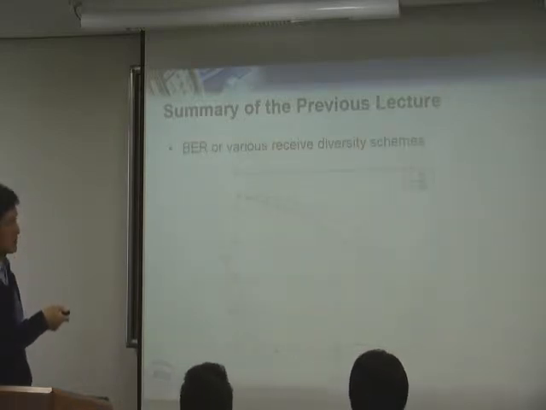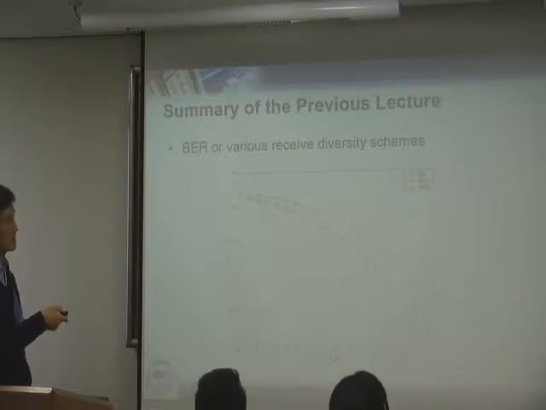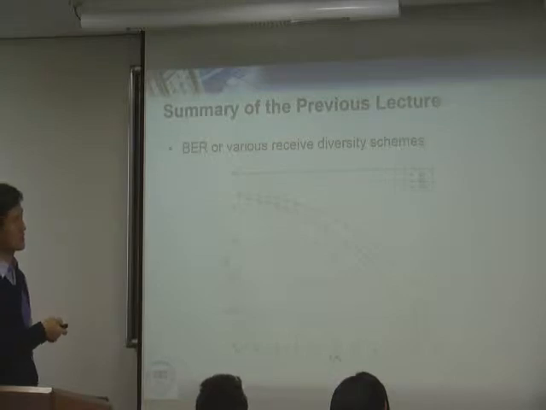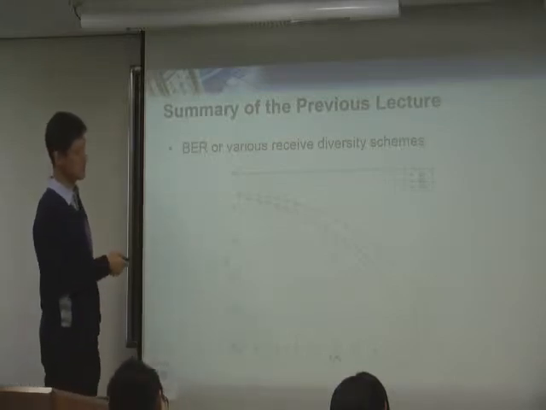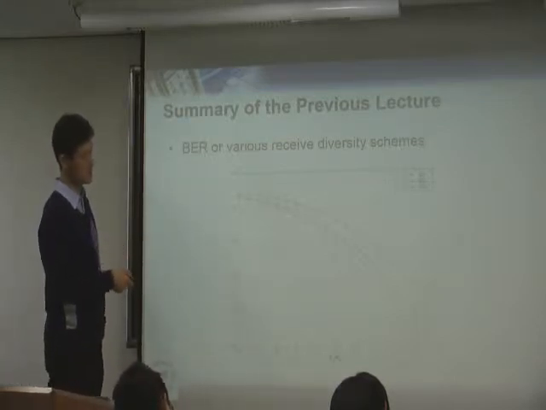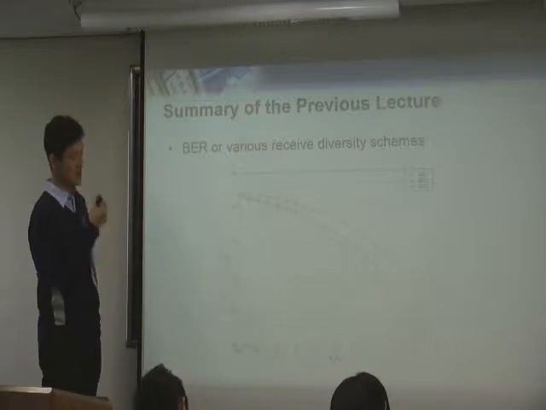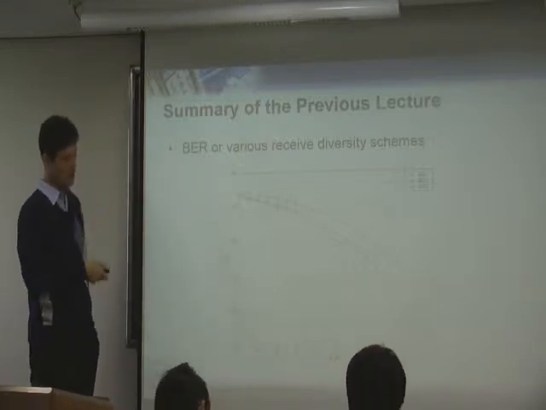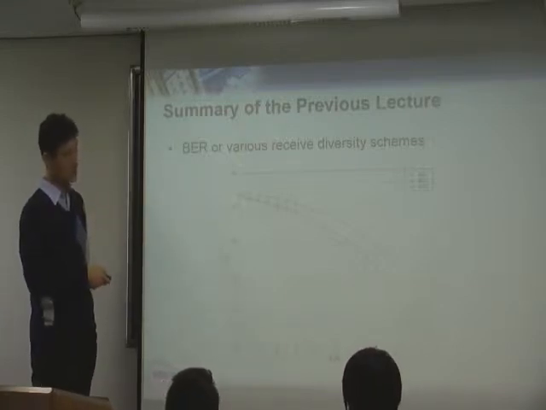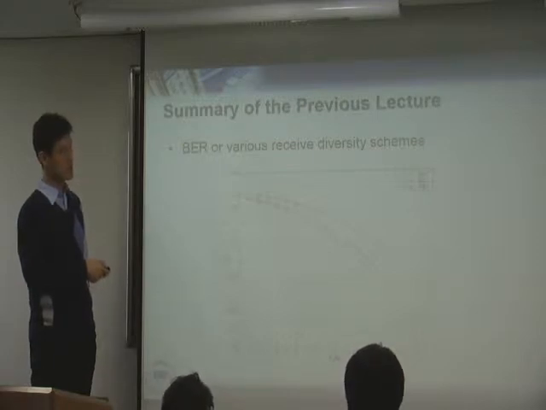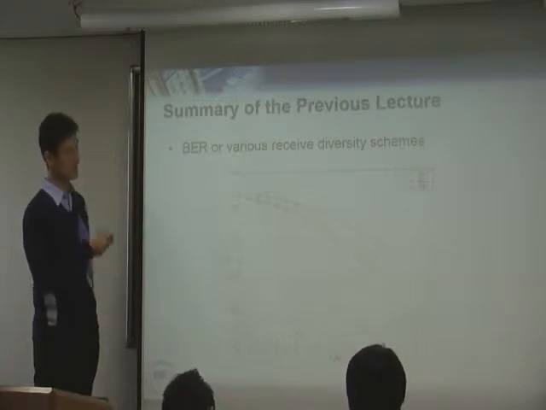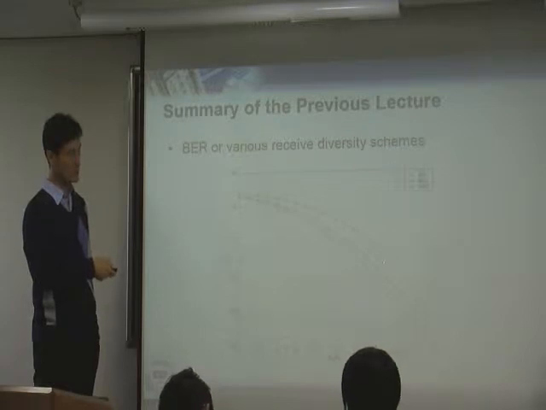And if you compare the BER of different diversity systems, then you see that the maximum ratio combining is actually the best one. This red one is the maximum ratio combining that actually achieves the best BER performance, and equal gain combining is a little bit worse. Selection combining is a little bit more. Okay, you have a little bit more loss because in selection combining you use only one antenna.